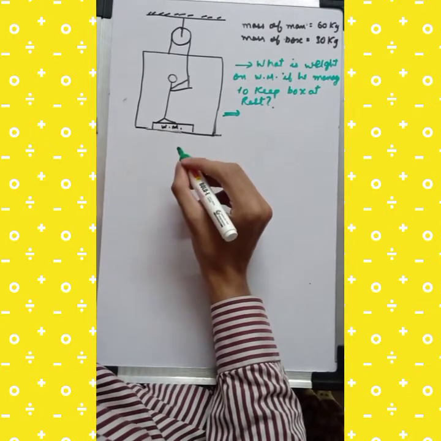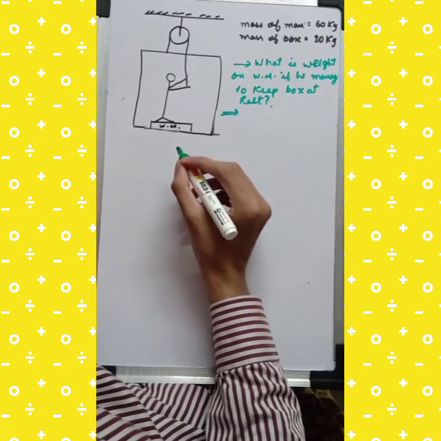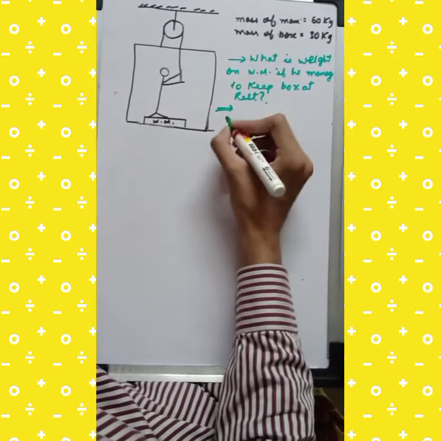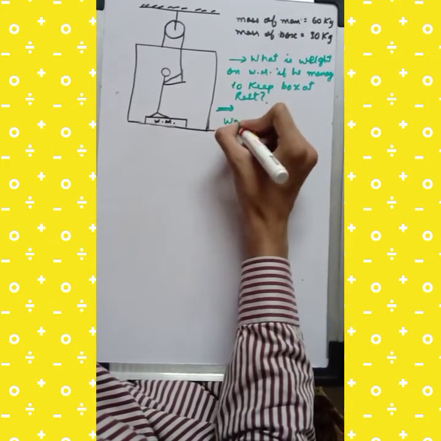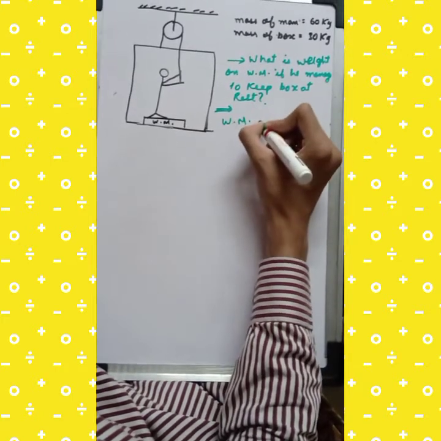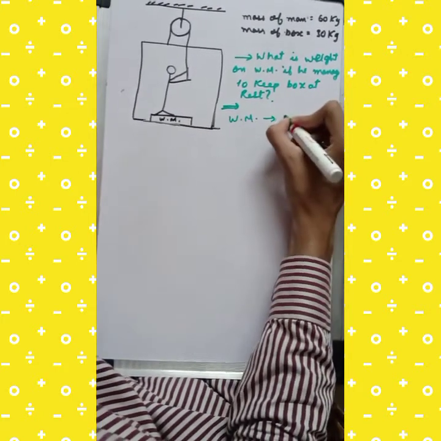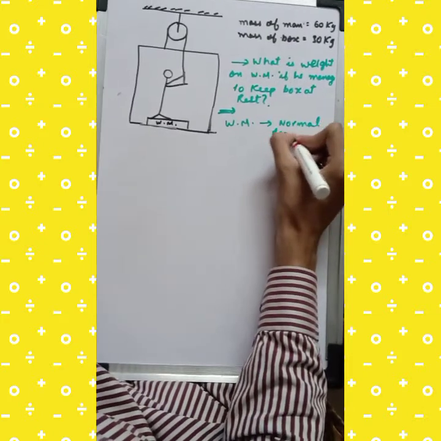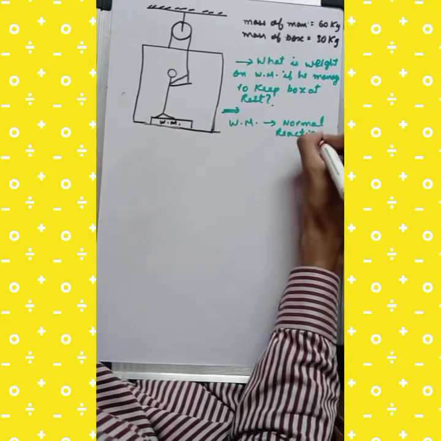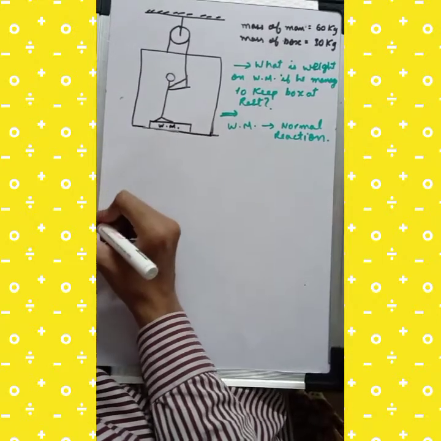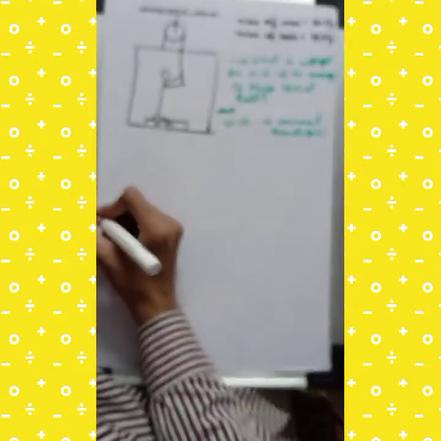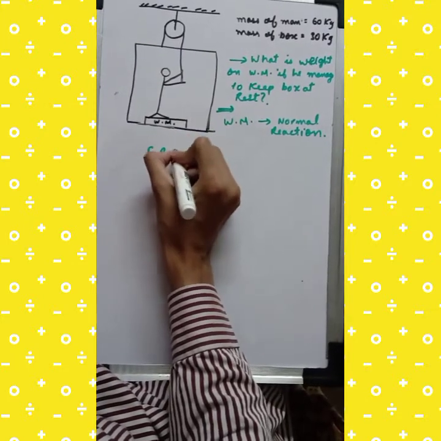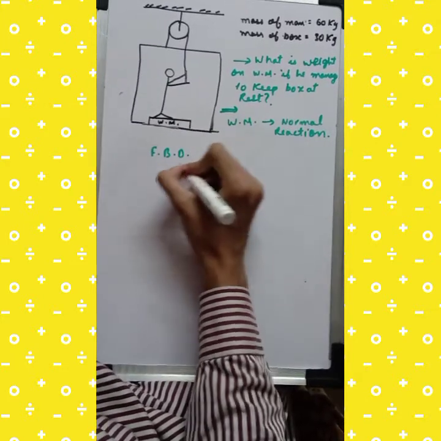So we will be drawing FBDs of the man and the box, and first we will look at what principle the weighing machine works on. Weighing machine basically measures the normal reaction on it, or the contact force. So whatever the normal reaction is, the weighing machine will be measuring it. To find that we will make FBDs. Let us start with the FBD, or free body diagram, of the man.